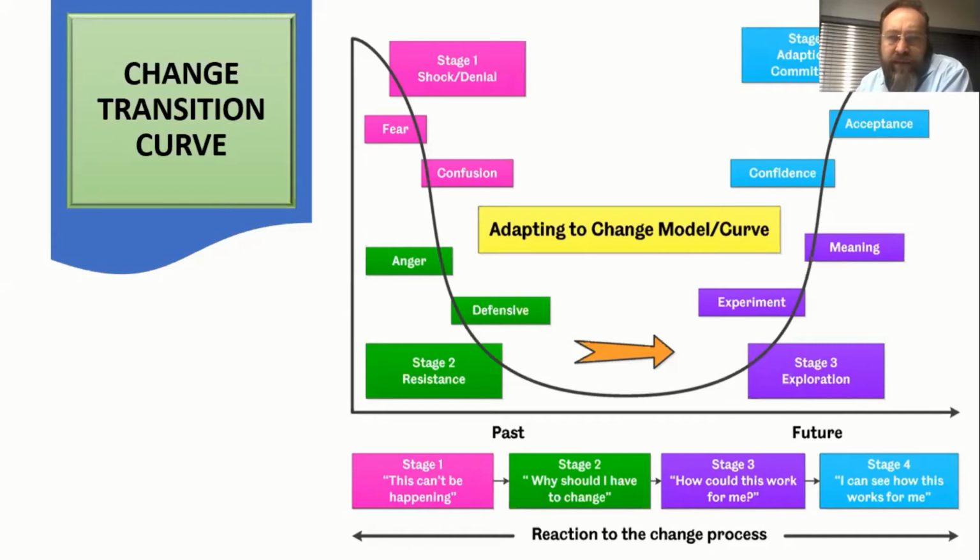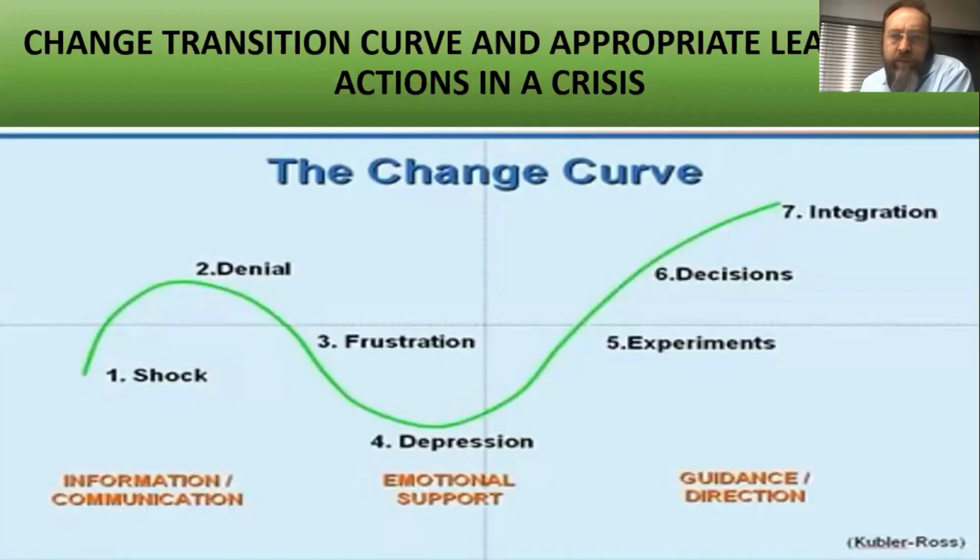And you'll see in the following slide, the Kubler-Ross model, the change curve that we spoke about. There are 3 primary strategies that change leaders need to employ. These are the appropriate leadership actions during a time of crisis. And like I said with the initial stage, the shock and the denial, the most appropriate leadership action during this time of crisis is, of course, to provide as much information and to communicate as openly and as transparently as possible with the employees.